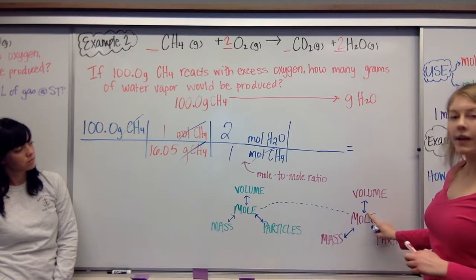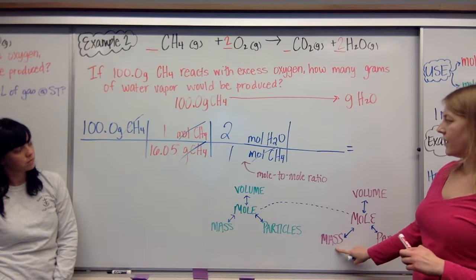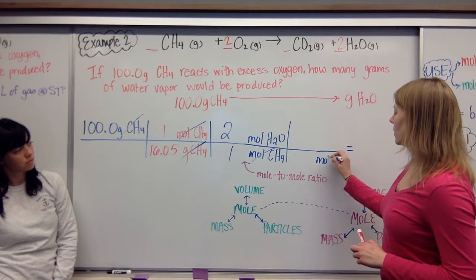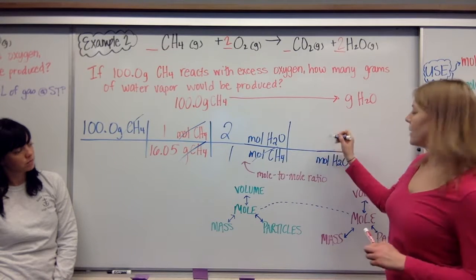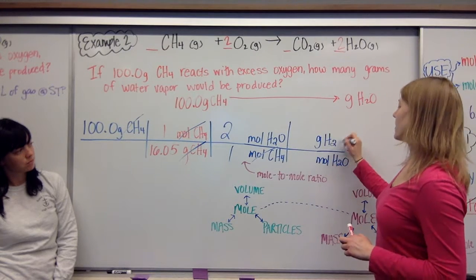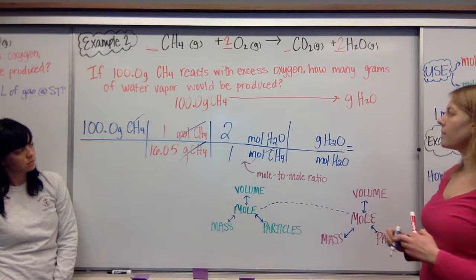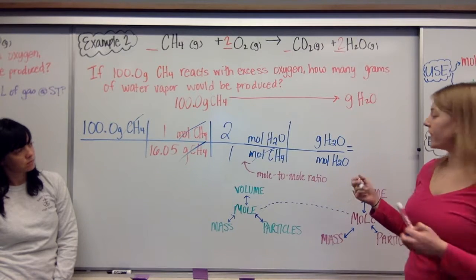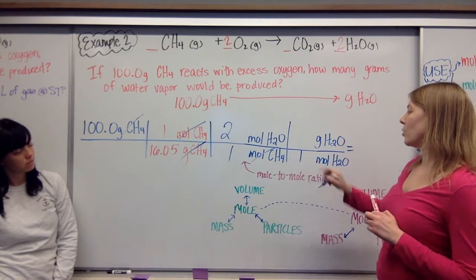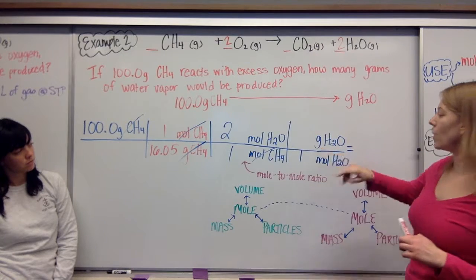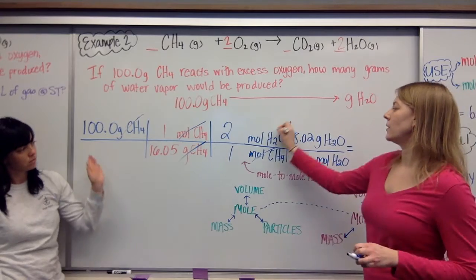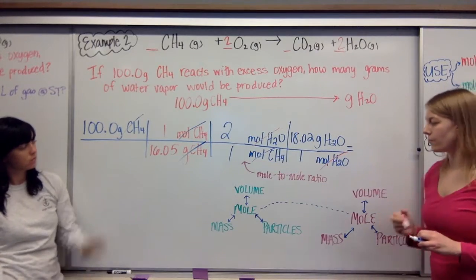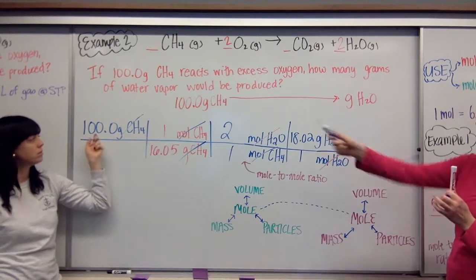Now I'm here, I want to get down to mass. So we're going to have to put mole of water vapor on bottom, and on top, grams of water vapor. Okay, we're using our equivalency statement again. There's 1 mole, and how many grams of water vapor in 1 mole? 18.02 grams of water vapor. Moles of water vapor crosses off. Okay. Now we're going to multiply across the top.